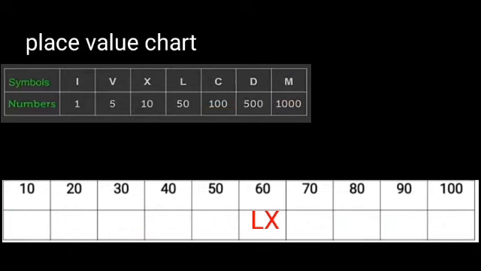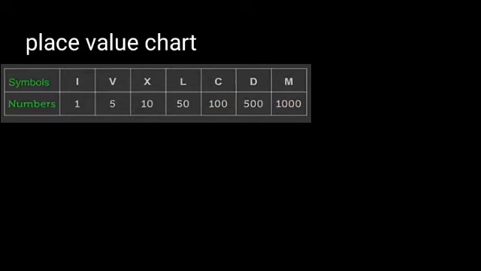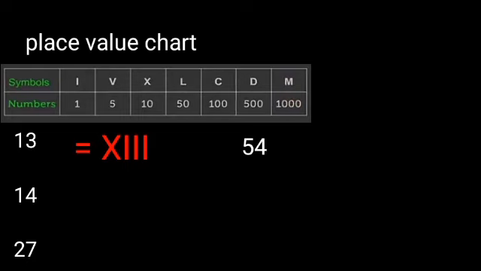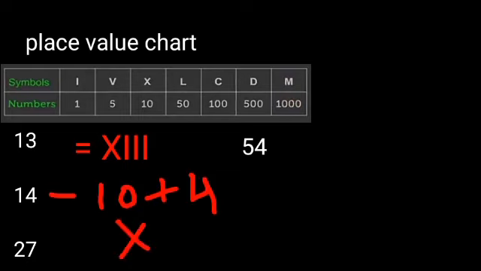Now let's practice with some more examples. Here we have some examples. In the first one, there is 13. 13 means 10 plus 3. 10 means X. For adding 3, write the symbol of 3 to the right. For 14, 10 plus 4, write the symbol of 10, that is X, and 4 is IV. Write it to the right side.